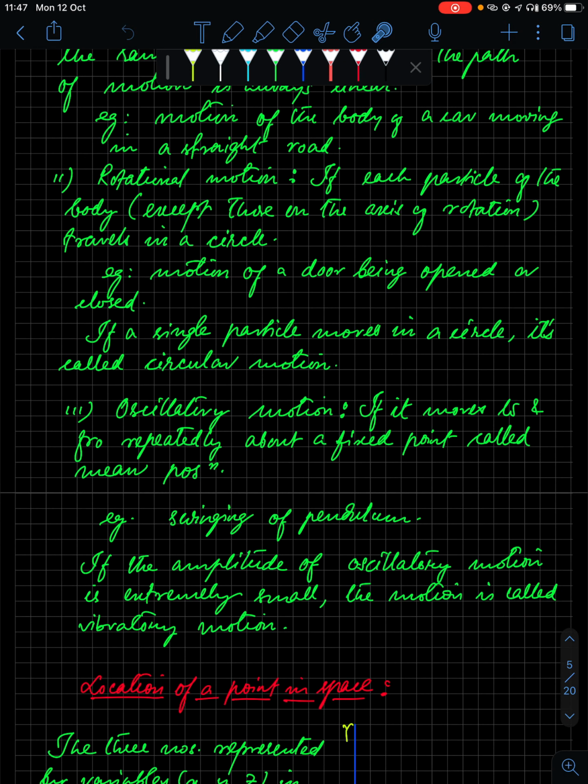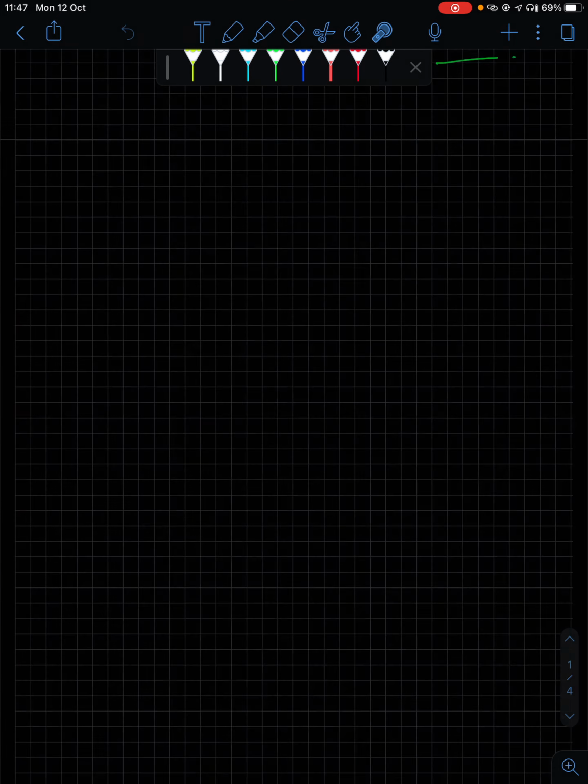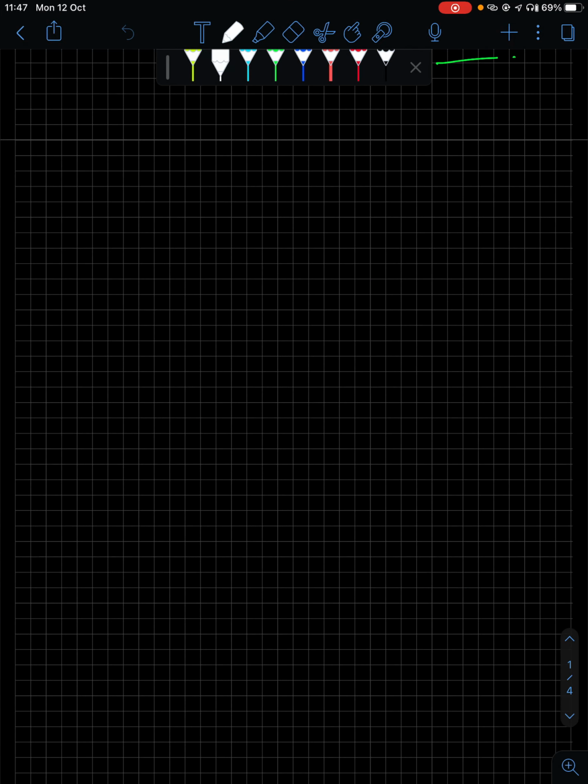Now, again, you have a special case with oscillatory motion. When the amplitude of the oscillatory motion is too small, then you don't say it as oscillatory motion, but precisely vibratory motion. Okay, so these are the three categories of motion. Now I'll just show you one with the help of a diagram.